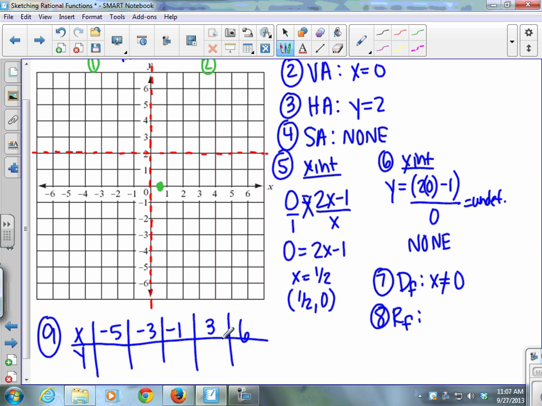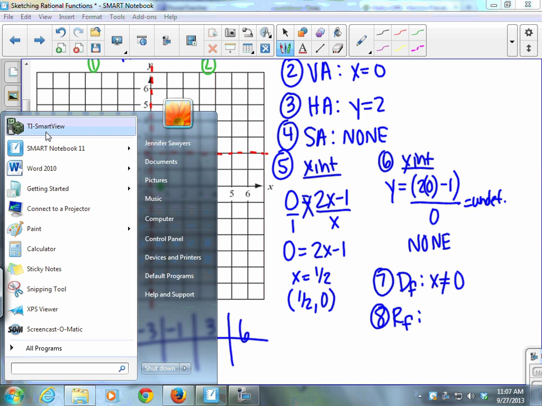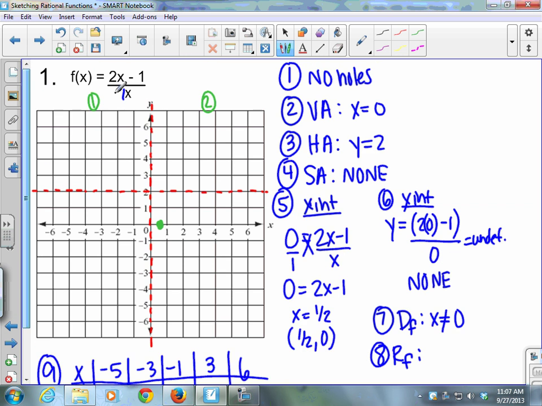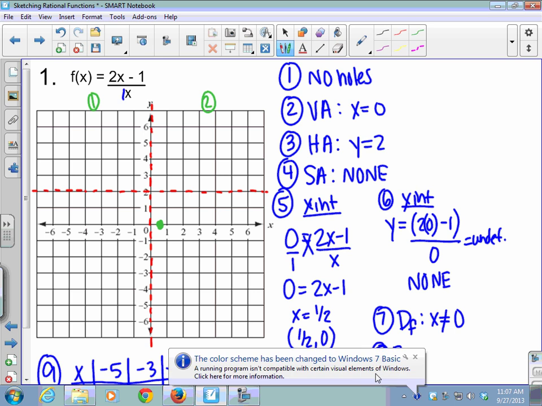And so the way that I'm going to find these other points is by using my calculator. And so I'm going to plug this original function in, and then just go to the table on my calculator.